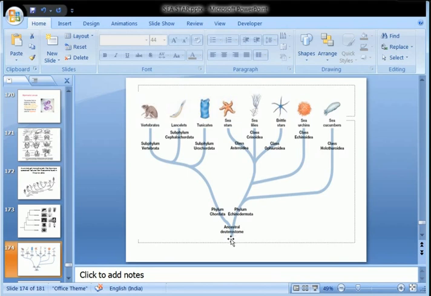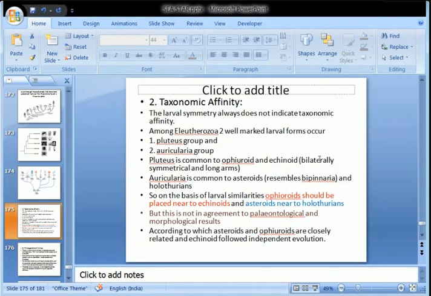Here you see the ancestral deuterostomes, and then two branches originate. One gave rise to phylum Chordata and the other to phylum Echinodermata. And then various classes have formed here. So this is in another scheme. You see that then this offshoot separates the tunicates and then the cephalochordates, and then one branch gave rise to the vertebrates. So the larval symmetry does not always indicate the taxonomic affinity among the Eleutherozoa.